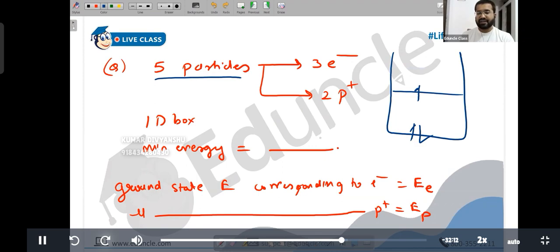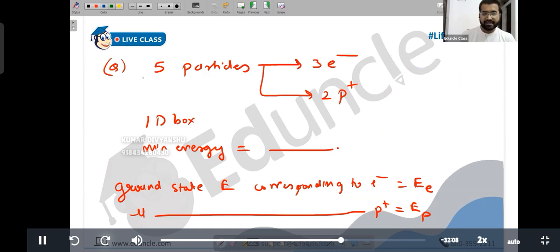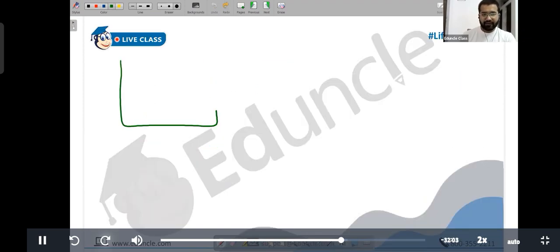Their energies are different. You cannot. It's a 5 electron problem. People, it's a 5 particle problem with 3 electrons and 2 protons. Okay. So for the answer, you have to draw 2 different diagrams, one for electron and one for proton, because their energies are different. People. Simple.